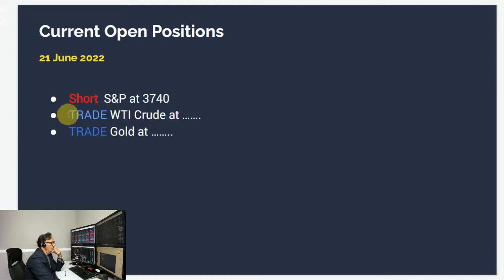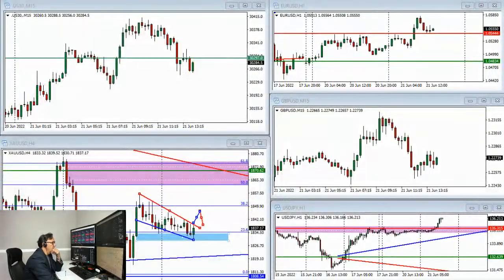I also have a couple of notes here: trade WTI crude at, and trade gold at. I'm actively looking at these two setups as well, crude oil and gold. If I decide to open anything, I'll tell you the level at which I'm going to do it, or you'll see me do it live in front of you, and then I can add all of this and change. But currently it's just a short S&P.